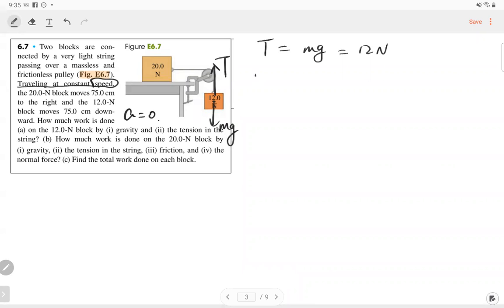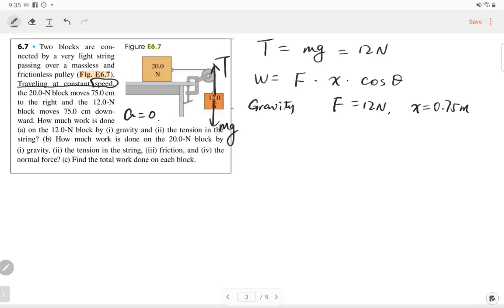Then let's do the work. The work equals the force times displacement times cosine theta. Let's do the work for the gravity. For the gravity, the force is equal to 12 Newton, from the description. And displacement is 75 centimeters. We need to convert it into meters, so that's 0.75 meter. It's very important. If you use centimeters, then the unit that you get is not joules.